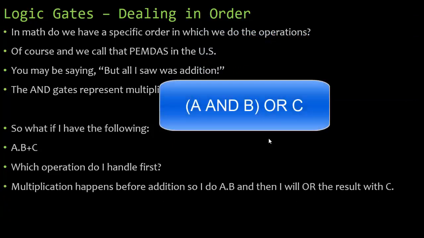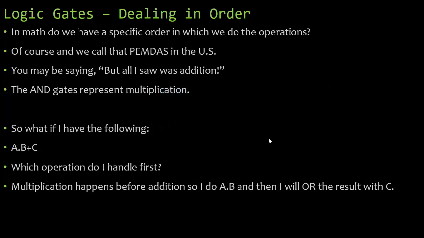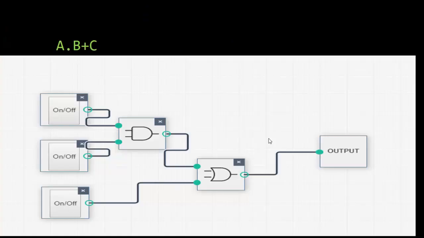Well, multiplication happens before addition, so I would do A and B, and then I will OR that result with C. So here's what I mean. Let's take a look at this diagram. In this diagram, I have A and B or C. So I have my A input, I have my B input, and I have my C input. Right here is my AND gate, and I have to handle this before I handle the C.